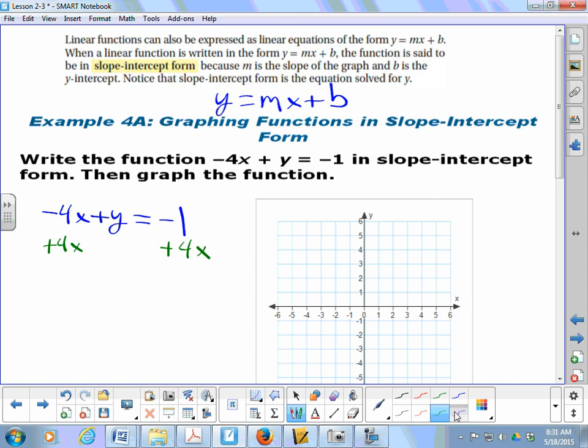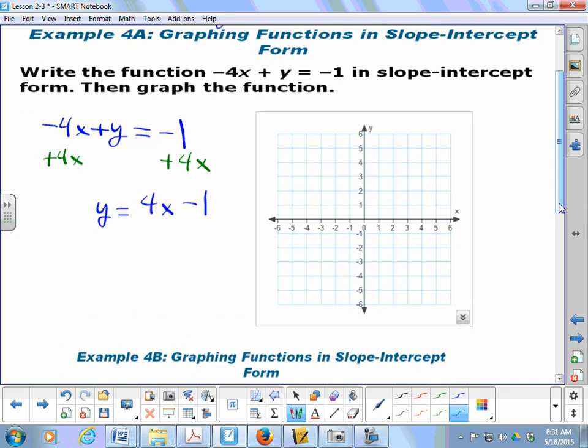Now, here's the thing. When we're doing slope-intercept form, the part with the x comes first. So make sure you write that part first. So instead of saying negative 1 plus 4x, write it as 4x minus 1. So we have b is negative 1. That's our y-intercept. And m is 4, and that's the slope.